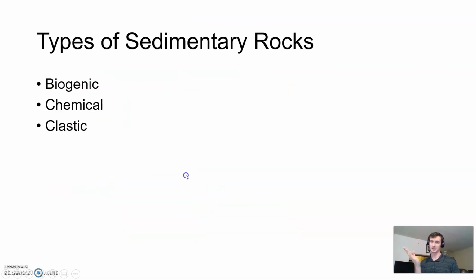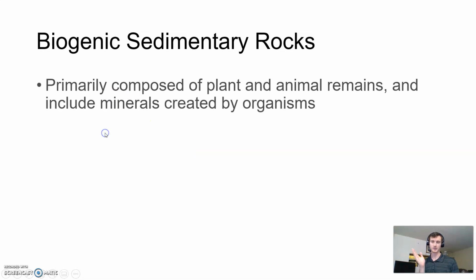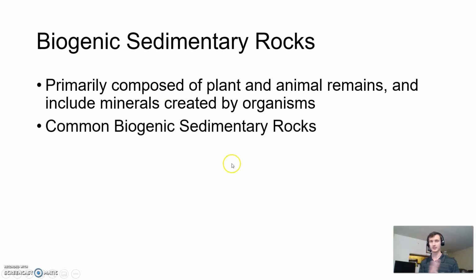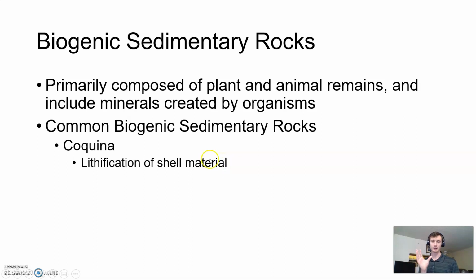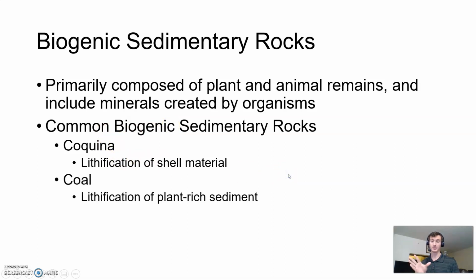We're going to talk about three types of sedimentary rocks corresponding to our three types of sediment: biogenic, chemical, and clastic. So biogenic come from living organisms, right? Life generated, come from plant and animal remains, including anything which animals might have made. Bones, shells, teeth, plant leaves. Some of the common types, we're going to show pictures of these if you don't want to read. We have coquina, lithification of shell material, and coal.